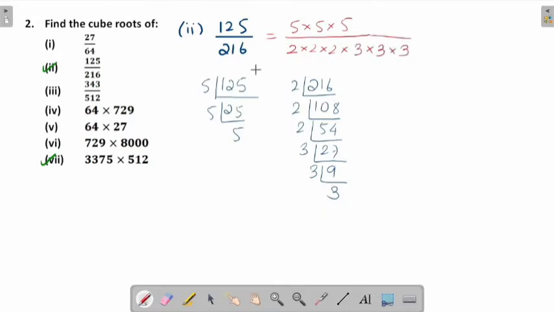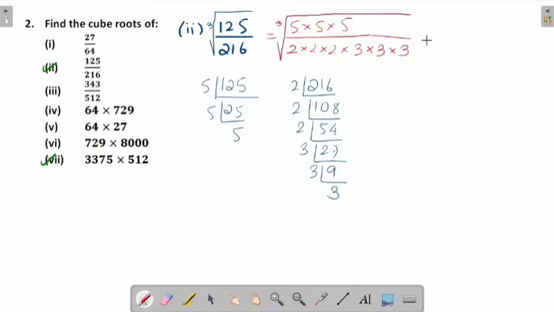Now you are asked to find, remember, the cube root. So the cube root of this one will be equal to the cube root of this much.